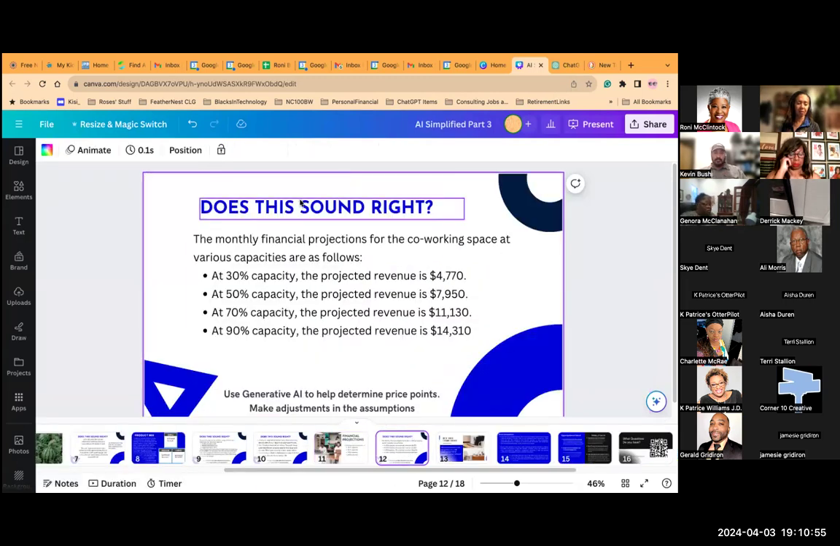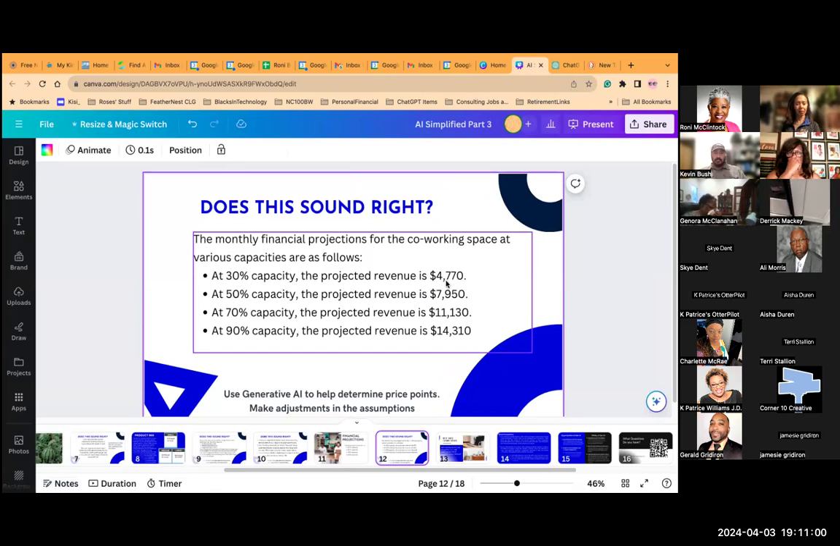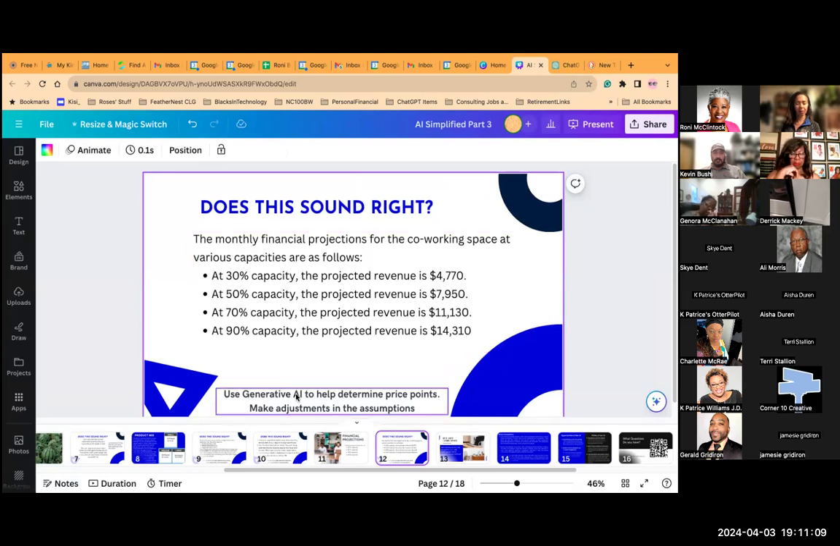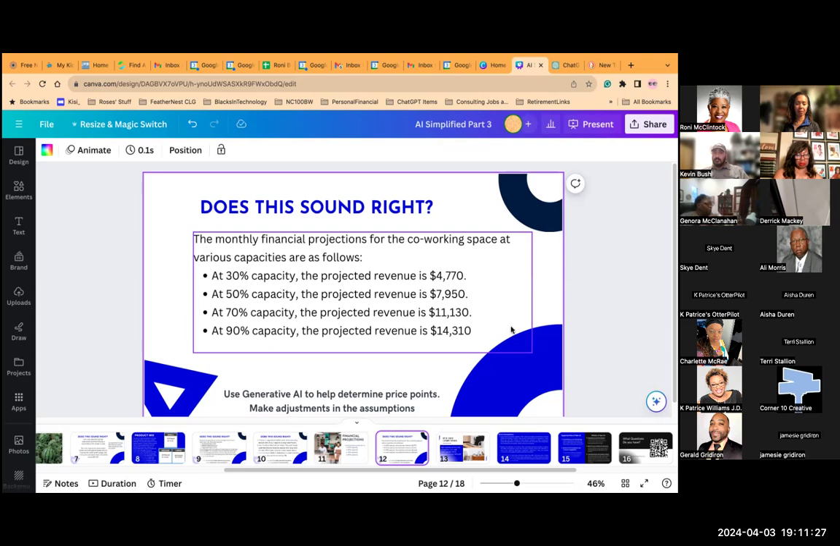The one I ran earlier was a little bit different. At 30% capacity was $47.70. I ran at 50%, 70%, and 90%. So again, you want to use these to determine some price points. You want to make your adjustments as you go. I would absolutely tweak that prompt I just wrote. I would throw in more detail, more information. But that kind of gives you some idea of where to start.